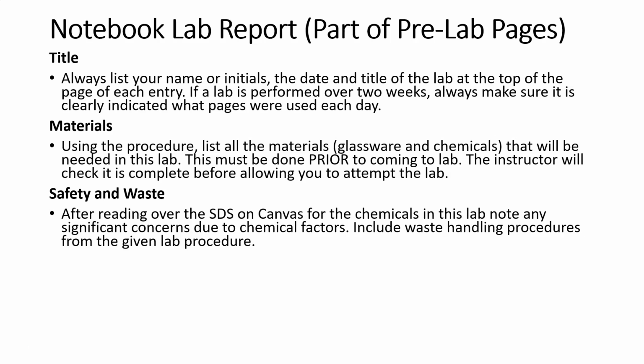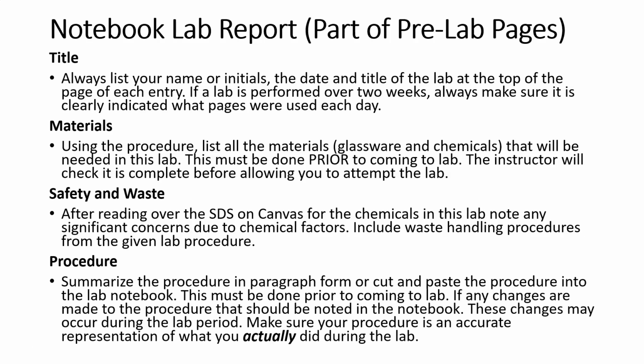The safety and waste will include your summary of the safety data sheets that you read on Canvas, as well as the waste handling procedures that you were given within the lab procedure, and then the procedure itself. That's where you're either going to use your black or blue pen to rewrite the procedure into your lab notebook from the procedure that was given to you in Canvas, or print out the procedure, use scissors to cut it out, and a glue stick to glue it to the page. This is part of the pre-lab pages. You will have turned this in already.